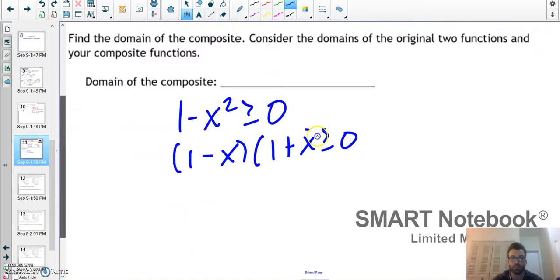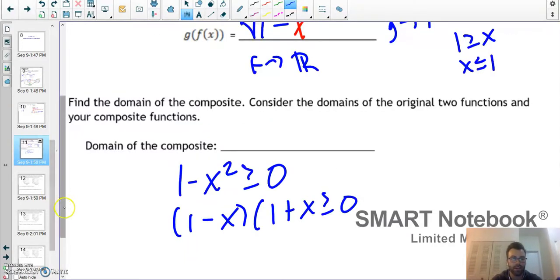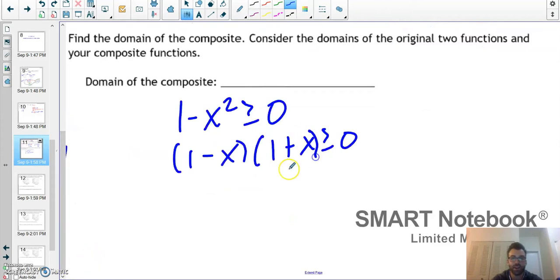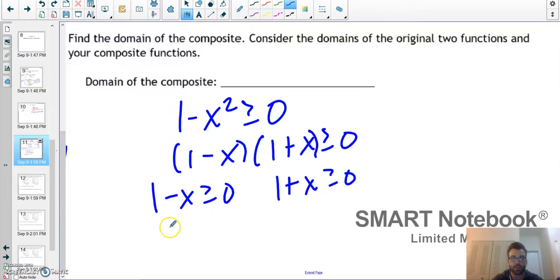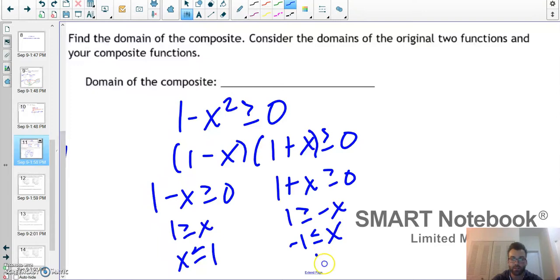Then, zero product property: I can set each factor greater than or equal to 0. 1 minus x is greater than or equal to 0, and 1 plus x is greater than or equal to 0. Add the x: 1 is greater than or equal to x, or x is less than or equal to 1. Subtract x: 1 is greater than or equal to negative x. Remember, if you divide by a negative, you flip the sign. So negative 1 is less than or equal to x, or x is greater than or equal to negative 1. So here are our two restrictions on our domain for g of f of x.